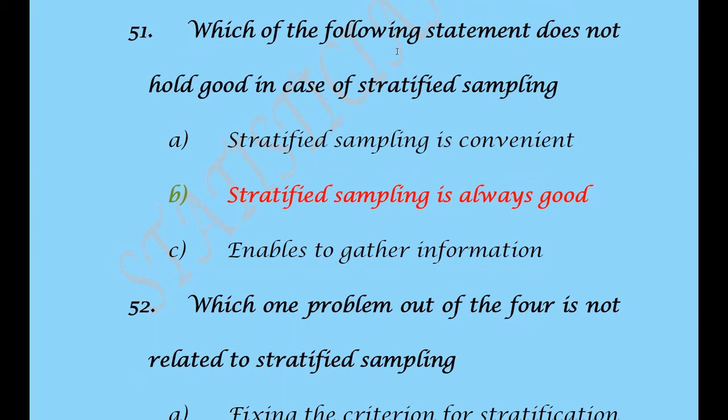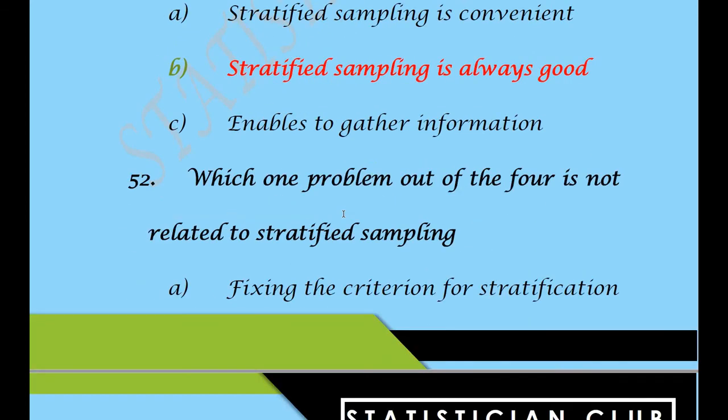51. Which of the following statements does not hold good in case of stratified sampling? Stratified sampling is convenient. Stratified sampling is always good. Enables to gather information. The right answer is stratified sampling is always good, because stratified sampling is not suitable in each case. This is the wrong statement because it is not always good in every situation.